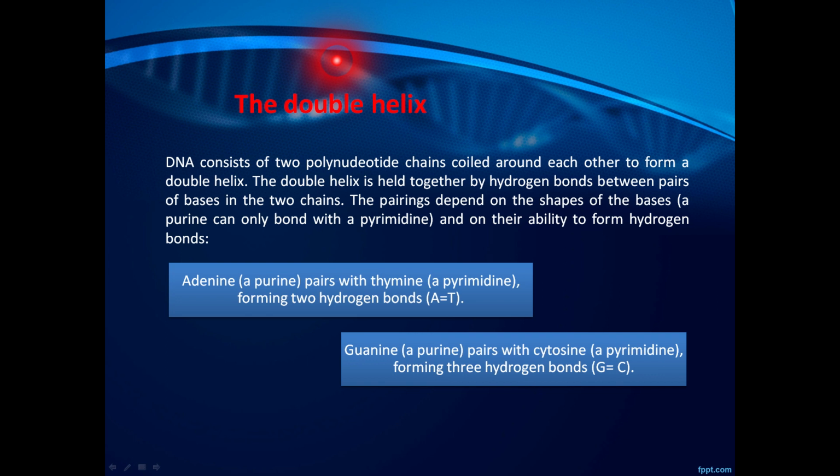The pairings depend on the shapes of the bases, and on their ability to form hydrogen bonds. A purine can only bond with a pyrimidine. Adenine pairs with thymine, forming 2 hydrogen bonds. Guanine pairs with cytosine, forming 3 hydrogen bonds.